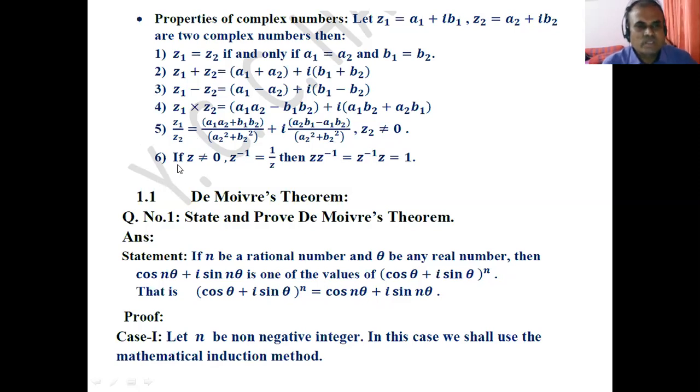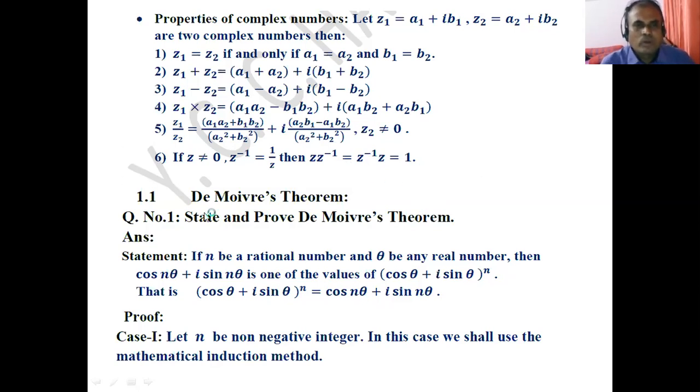Now property 6. If z is not equal to 0, then z raised to minus 1 is equal to 1 upon z. Then z into z raised to minus 1 is equal to z raised to minus 1 into z. By the exponent rule, the base is the same and therefore the powers add. So minus 1 plus 1 is 0, so z raised to 0 is 1. So this is the value here, 1. Okay, so these are the properties of complex numbers.